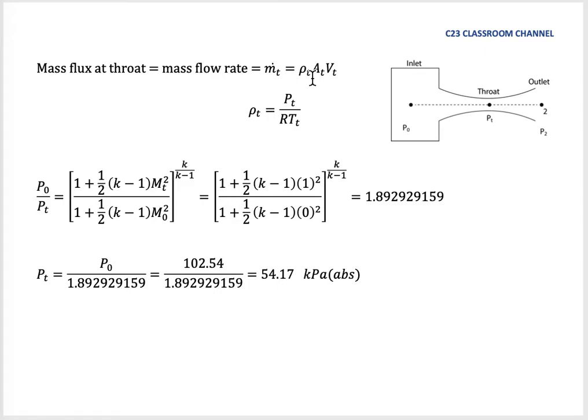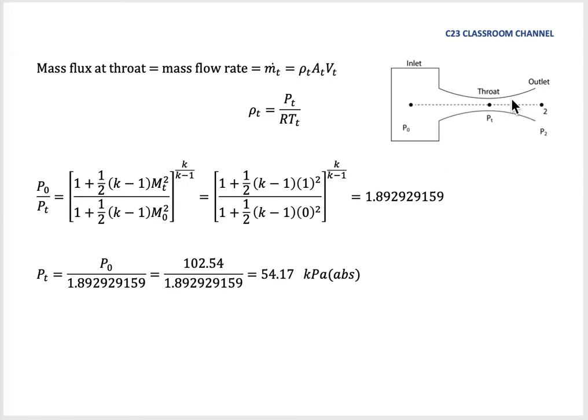First, we could calculate the density at the throat by using this equation, P over RT. Cross-section area at the throat can be calculated because the diameter of the throat is given, and velocity can be calculated because the Mach number is known, because we assume that the Mach number here is equal to 1.